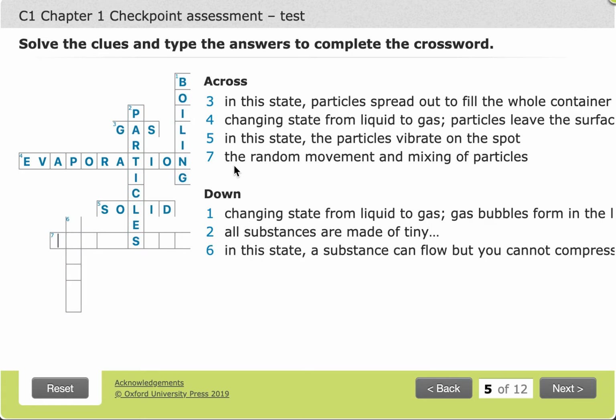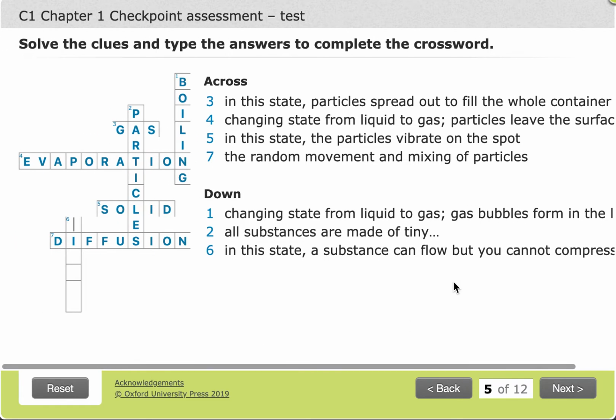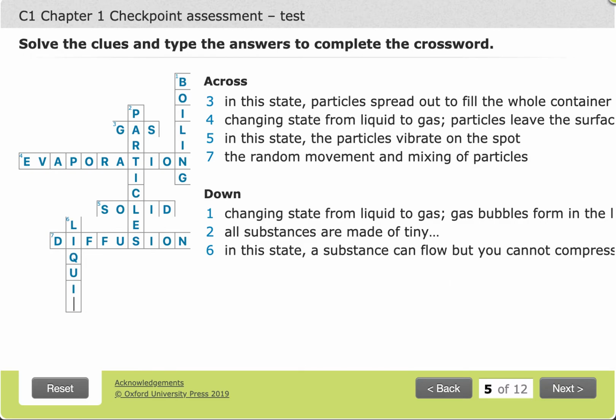7 across, the random movement and mixing of particles. That is diffusion. And last one, a state where a substance can flow but it cannot be compressed. That is going to be a liquid.